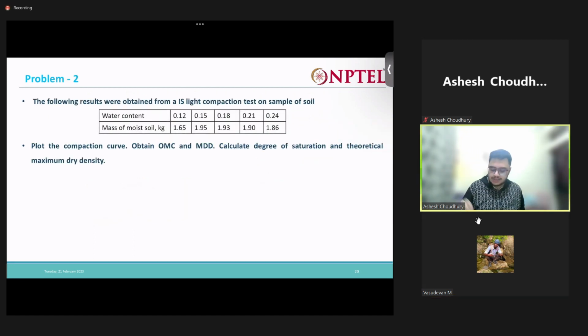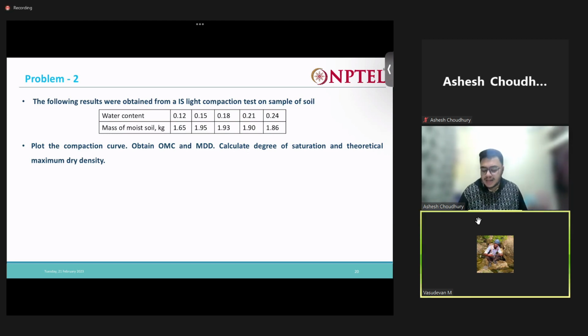Now let us see this. These are the main important problems. The following results were obtained from an IS light compaction test on a sample of soil. So our light compaction test, which is almost similar, though not exactly the same, to the standard Proctor test, was done, and these were the results obtained.